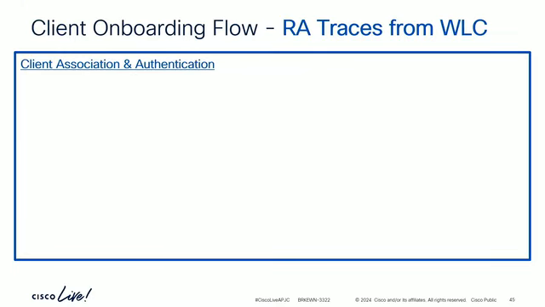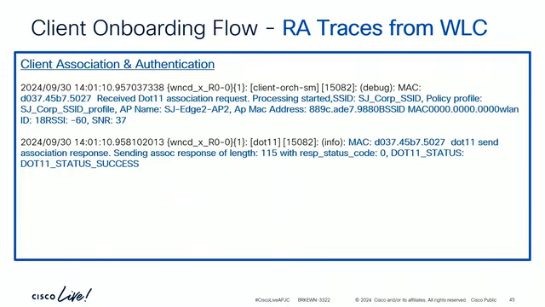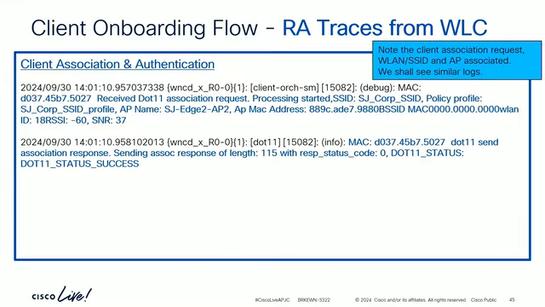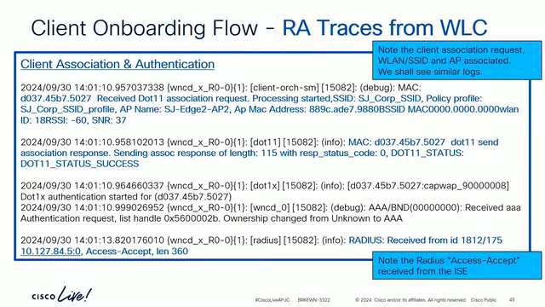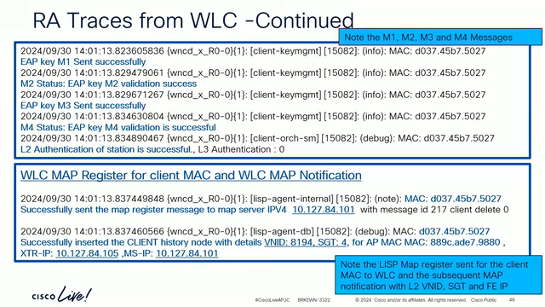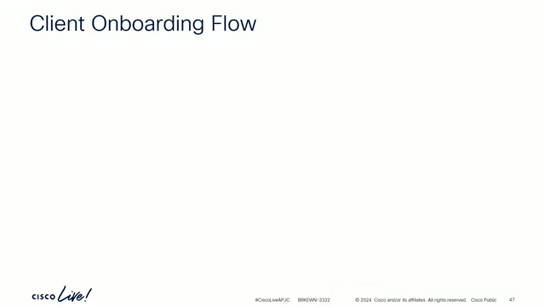This same thing we can see in the radioactive traces also, right? So in the radioactive traces on the WLC, we can get this information. The association happened with that particular SSID and the RADIUS exchange, where we can see the access accept finally once the authentication and authorization happens, right? From there on, we can also see M1, M2, M3, M4 messages being exchanged. And the WLC map register for the client MAC which is being sent and the WLC map notification which is sent. We can see that as well in the radioactive traces.